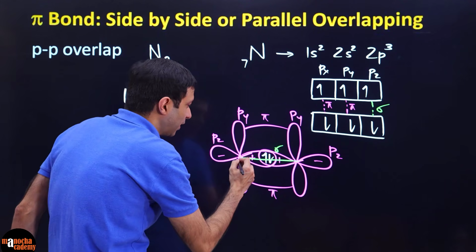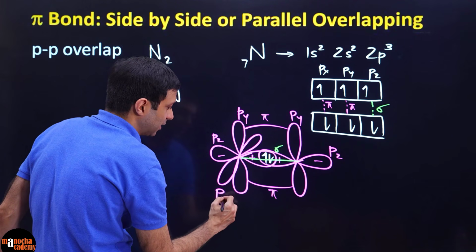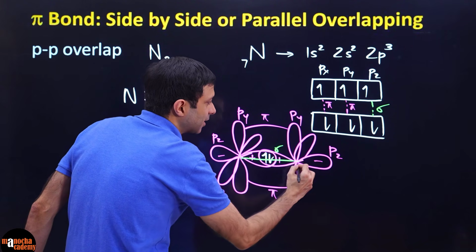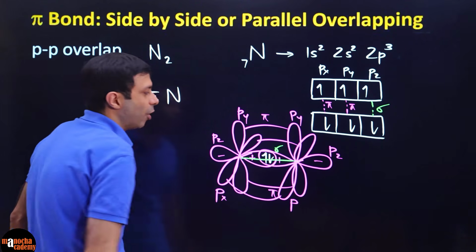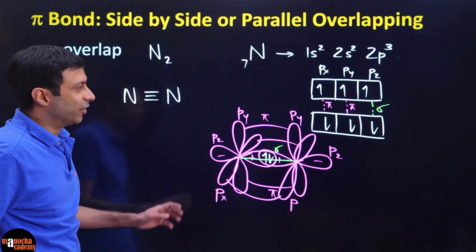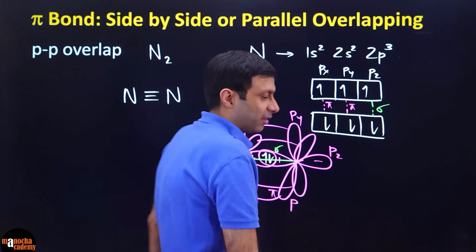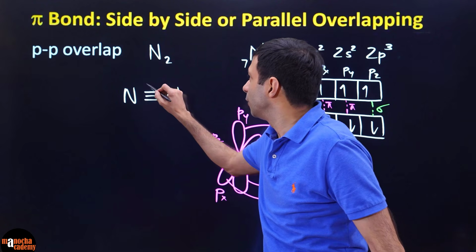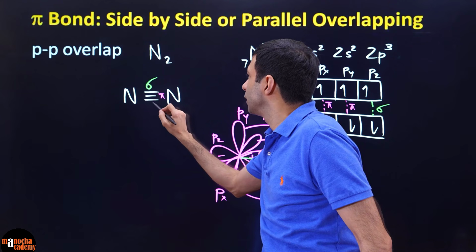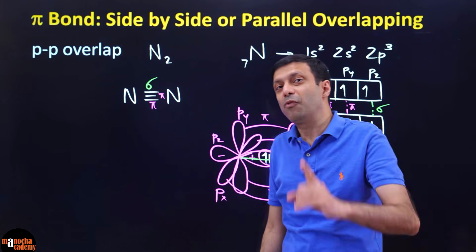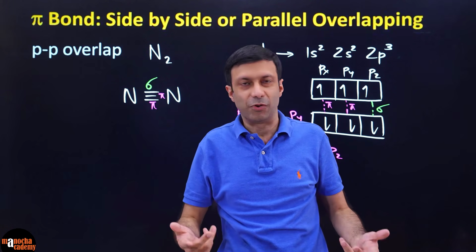And once again, you have the x. So x is coming out of the plane. So you have to think it once again in 3D. So let's say this is your px and px coming out here. These will once again have a bond between the two. So you can see 1 sigma, 2 pi bonds. So if we look at the nitrogen molecule, it will have 1 sigma and 2 pi bonds. Clear? So remember, first bond is sigma, and after that pi bonds are formed.